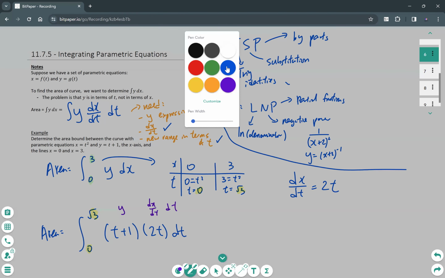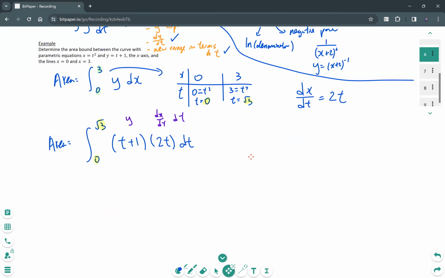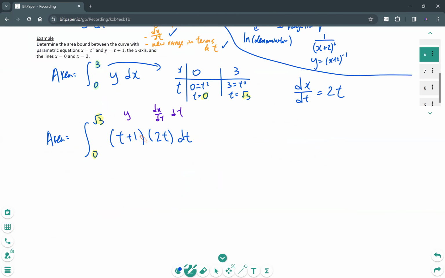Okay. Next, to do this, we don't need any LTSP. Do not try to complicate it. You don't have to expand the bracket. 0 to root 3, 2t squared plus 2t, and dt.